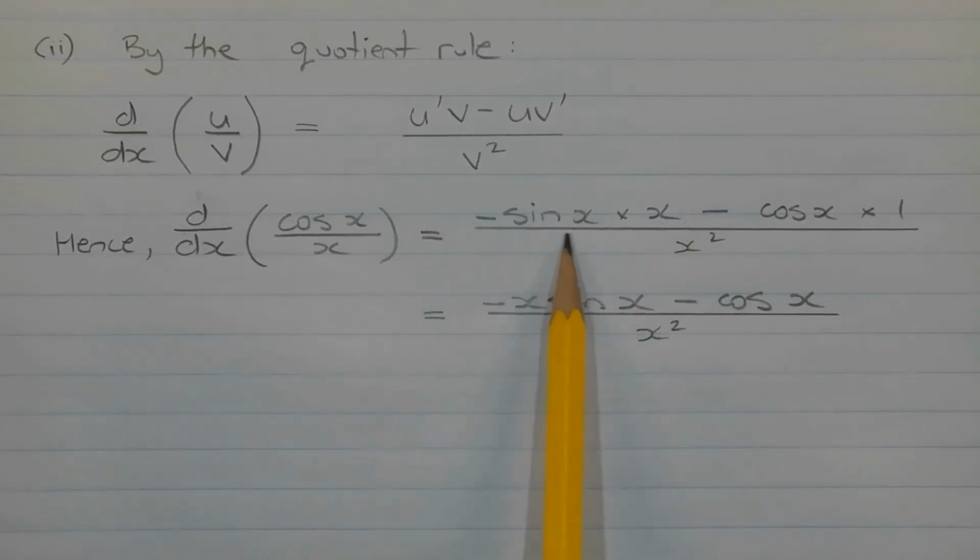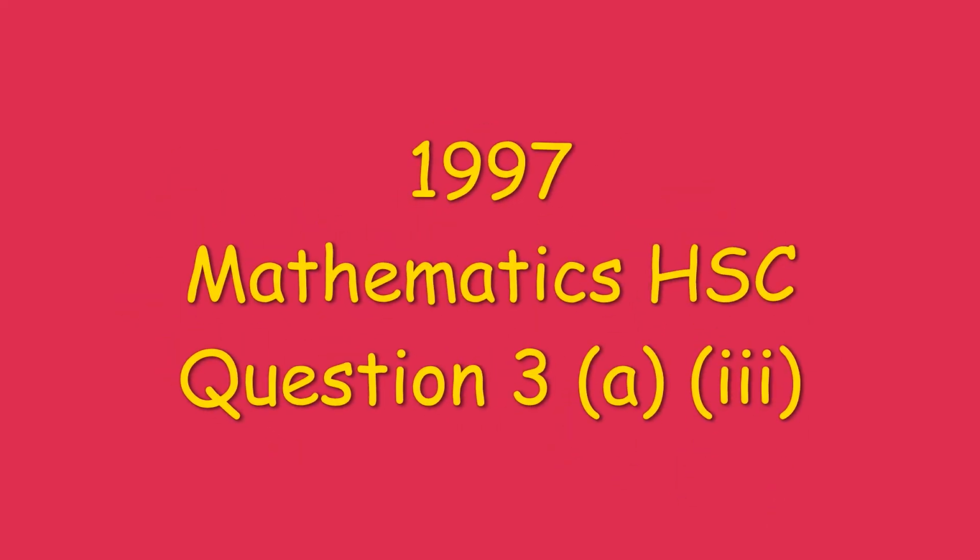So that's our u dash v minus cos x times 1. That's our u times v dash. And that's over v squared. So our v is x, so v squared is x squared. And this simplifies to negative x sine x minus cos x over x squared.